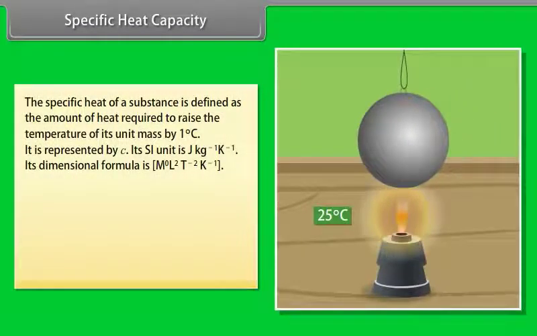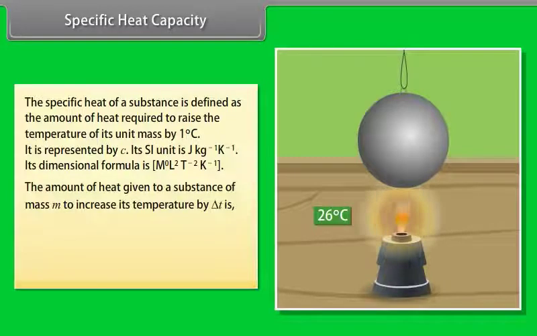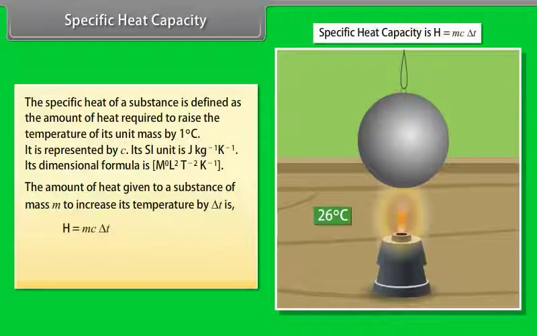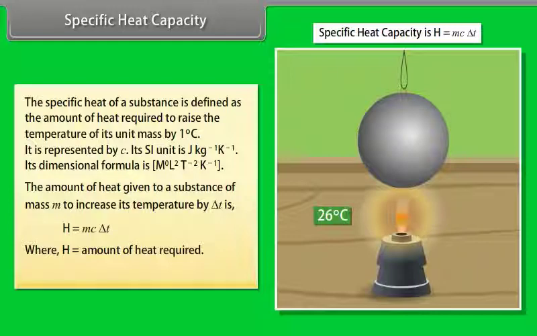Specific heat capacity. The specific heat of a substance is defined as the amount of heat required to raise the temperature of its unit mass by 1 degree Celsius. It is represented by C. Its SI unit is joule per kilogram per Kelvin. Its dimensional formula is M^0 L^2 T^-2 K^-1. The amount of heat given to a substance of mass m to increase its temperature by delta T is H equal to m c delta T, where H is the amount of heat required and C is the specific heat of the body.